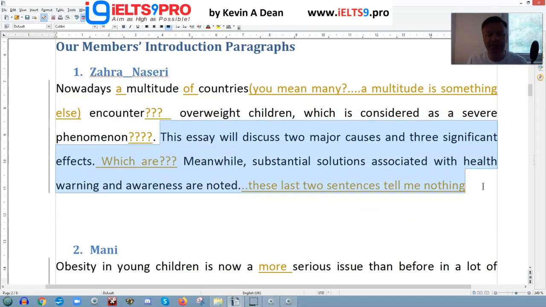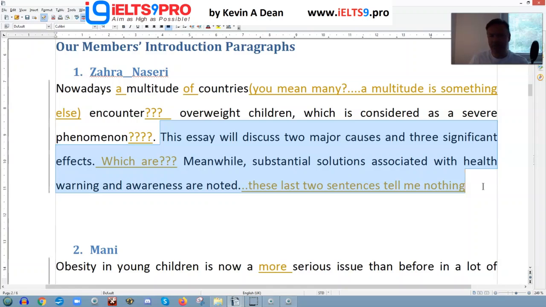In this essay, I will answer the questions as I've been instructed to do, and I will give some answers to the questions. What does that mean? This essay will discuss two major causes, which are, and three significant effects. Why 2 and 3? That seems quite a lot. How many words were you planning to actually write here?